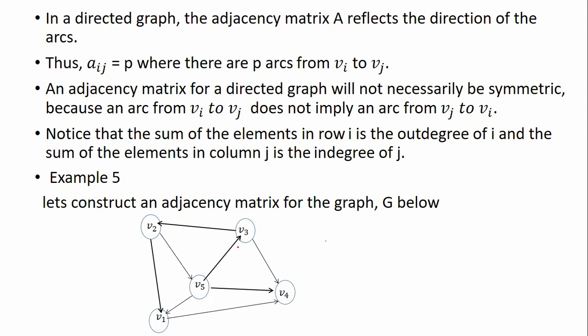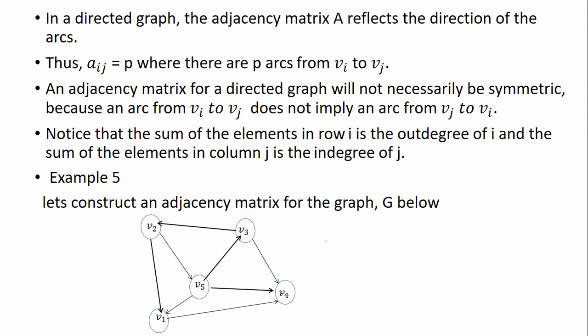So we are at vein 3. Vein 3 to vein 1: 0. Vein 3 to vein 2: 1. Vein 3 to vein 3 is what? 0. To vein 4: 1. To vein 5: 0. So we are done with vein 3.